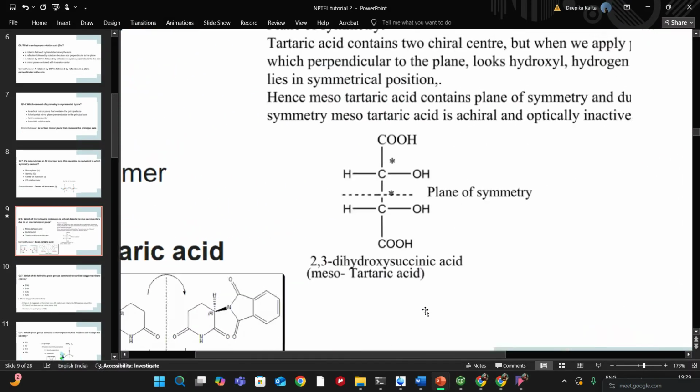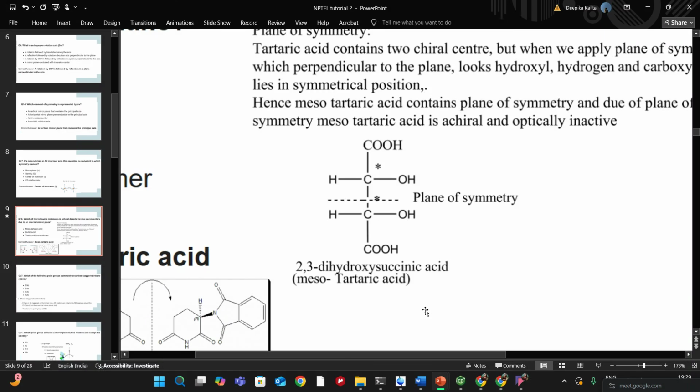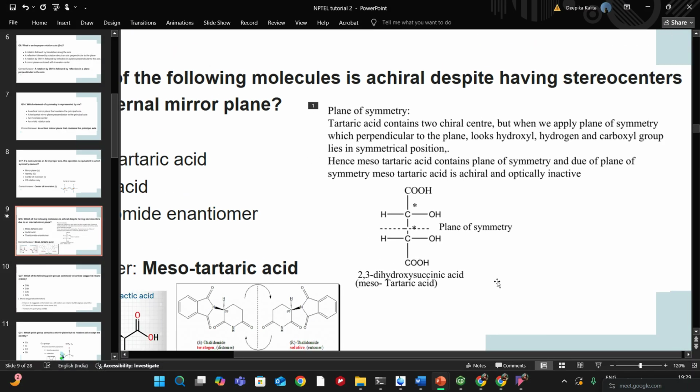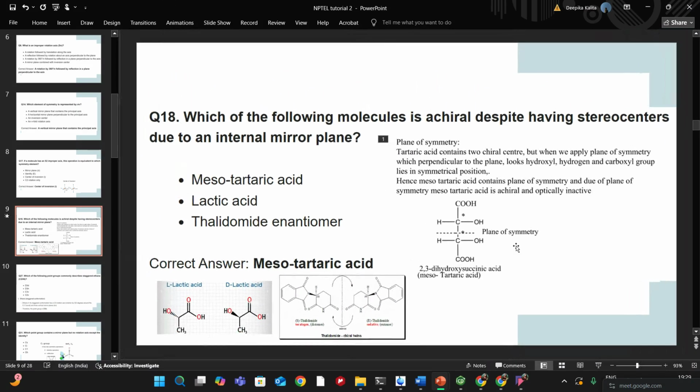And if we go to meso-tartaric acid, you can see that there are two stereogenic centers present in the molecule. But this molecule, as you can see, contains a plane of symmetry. So despite having two chiral centers present, because of this plane of symmetry, meso-tartaric acid is optically inactive and hence it is achiral. So out of these three compounds, option 1 will be the correct one.